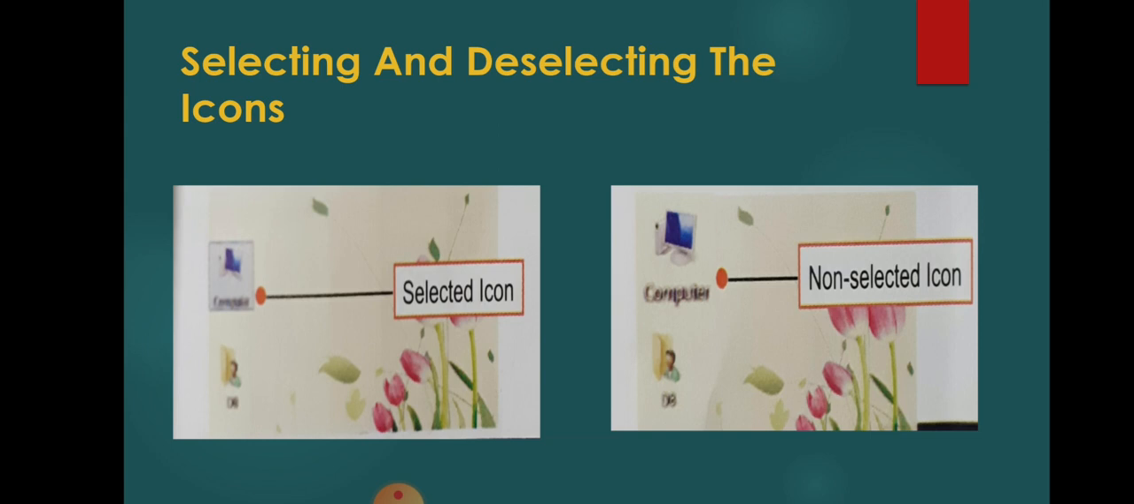Now the next topic is selecting and deselecting the icons. Okay. So to select the icon, what will we do? To select an icon, we simply click on it and it will be highlighted. Okay. Now the second one is deselecting the icon. So what will we do to deselect the icon? To deselect an icon, we click away from it, and the icon will now be displayed in its original form.